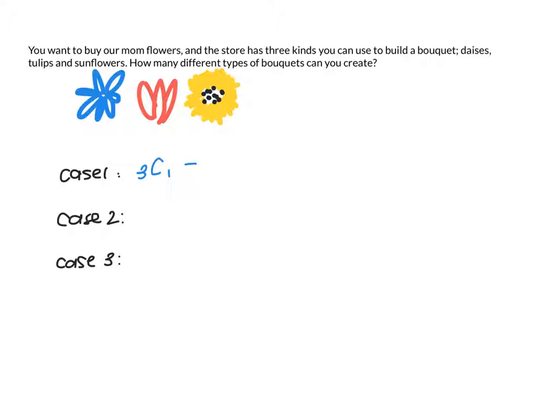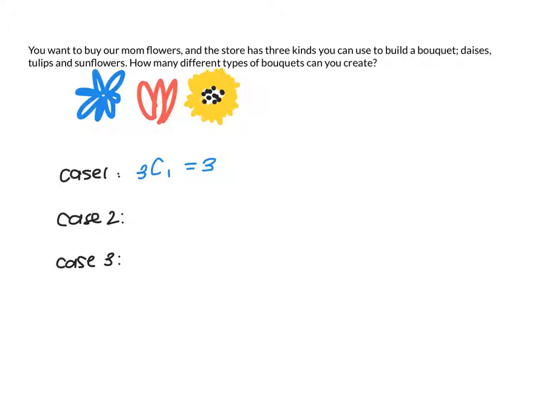And that's equal to 3, which in our case makes sense, because if we have 3 flowers, the number of ways we can pick just 1 flower is 3. That's reasonable. I can pick a tulip, I can pick a sunflower, or I can pick a daisy. Those are my only 3 options.